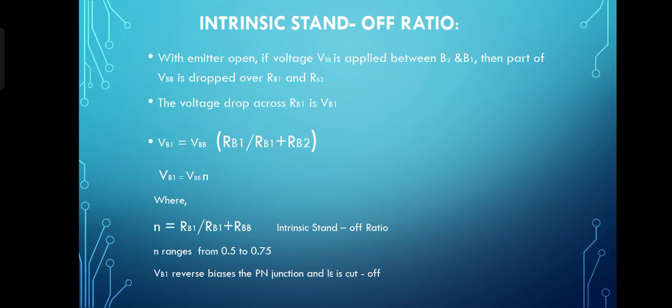Intrinsic standoff ratio. With the emitter open, if voltage VBB is applied between B2 and B1, then part of VBB is dropped over RB1 and RB2. The voltage drop across RB1 is VB1, where VB1 is equal to VBB times RB1 by RB1 plus RB2. VB1 is equal to η VBB, where η is equal to RB1 by RB1 plus RB2, that is RB1 by RBB. This is called the intrinsic standoff ratio. It ranges from 0.5 to 0.75. VB1 reverse biases the PN junction and the emitter current is cut off.